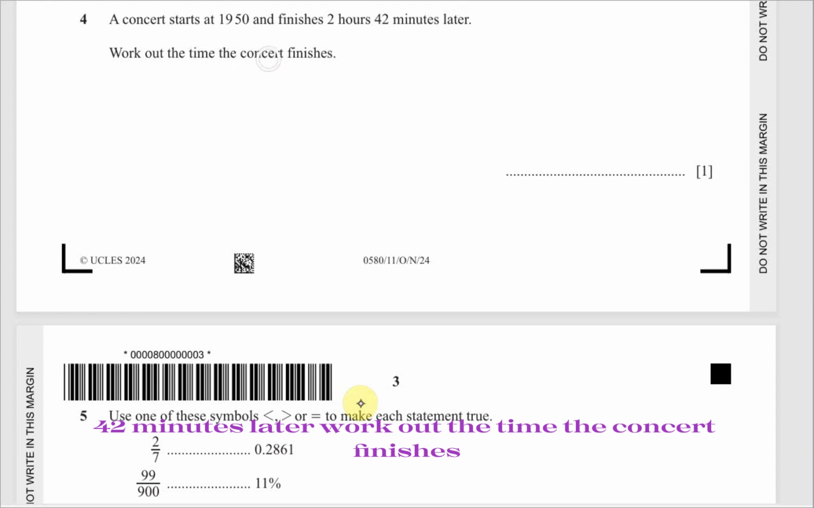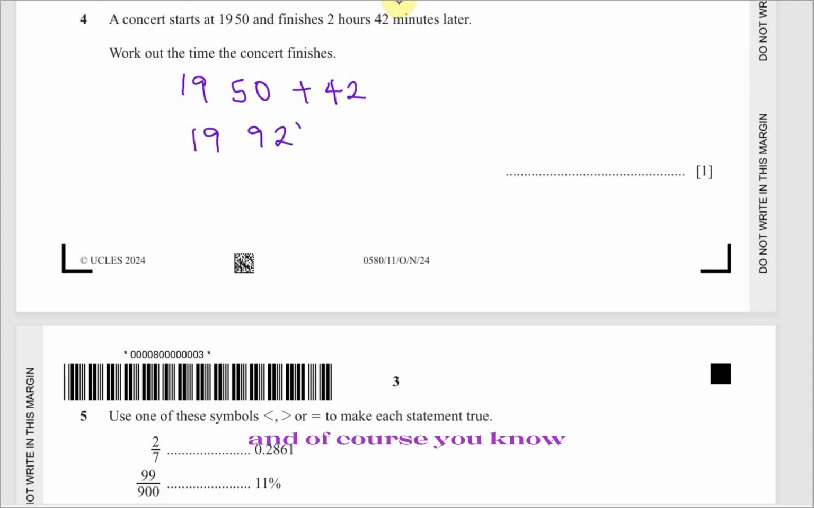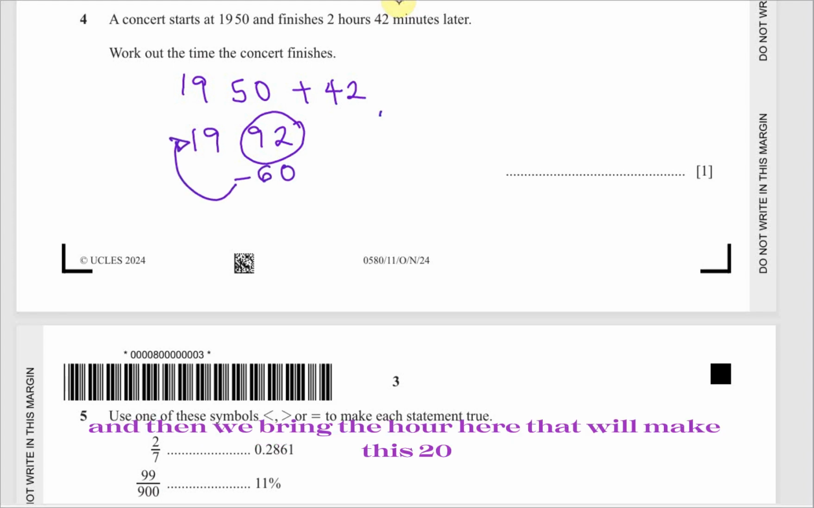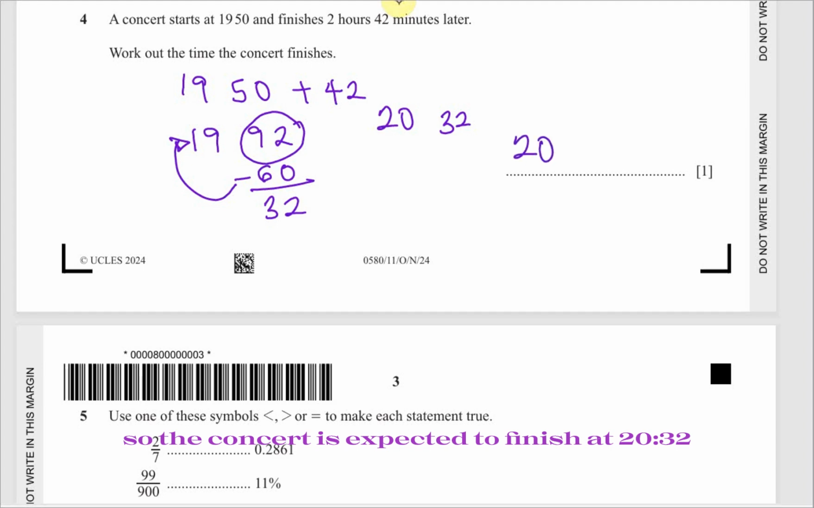Question 4. A concert starts at 19:50 and finishes 2 hours 42 minutes later. Work out the time the concert finishes. So that's 1950 plus 42. That's going to give us 1992. And of course, we can have this number at that side. So we have to take an hour off it, which is 60 minutes. And then we'll bring the hour here. That will make this 20. If we subtract the 60 minutes from what we have here, we have 32. So the concert is expected to finish at 2032.